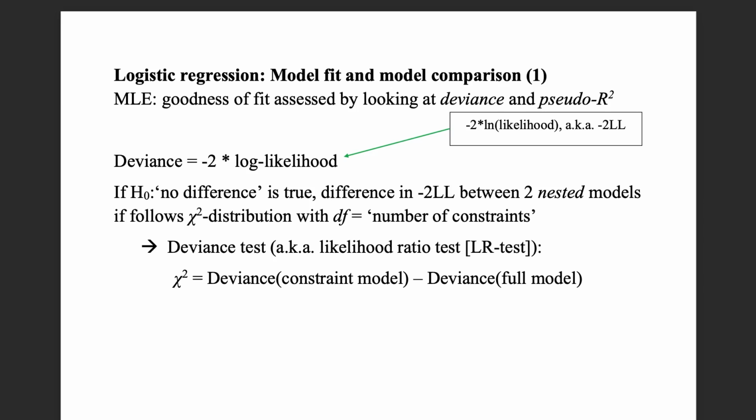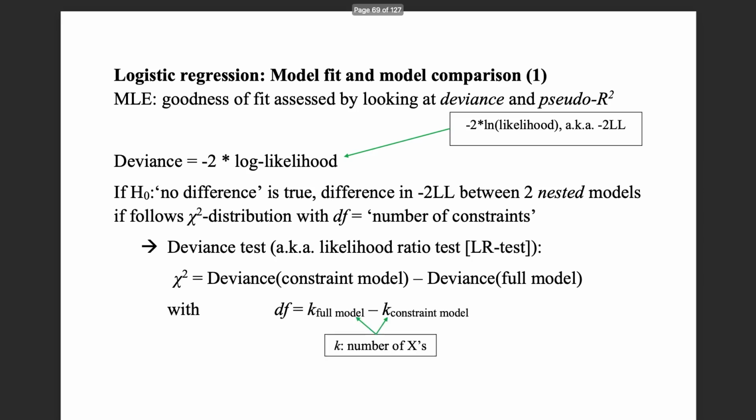So what do we do then? Well, we estimate both models. We estimate the constraint model and we estimate the full model. And for both of these models, well, we get the likelihood, and we can transform that likelihood into -2 times the log of the likelihood, so into the deviance. And then the deviance, that will be our chi-square test statistic. The degrees of freedom is, well, the difference, so the number of constraints you put on your more complicated model to get to the more simple model.